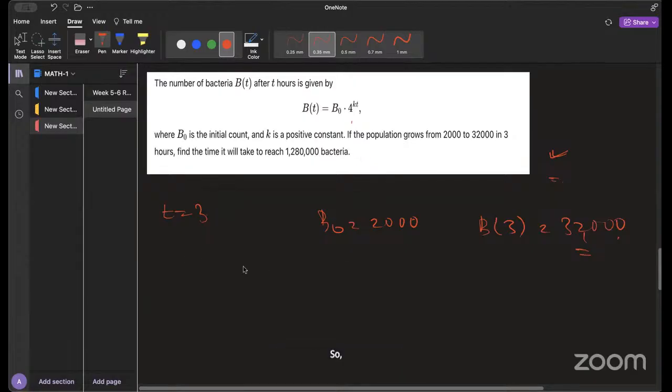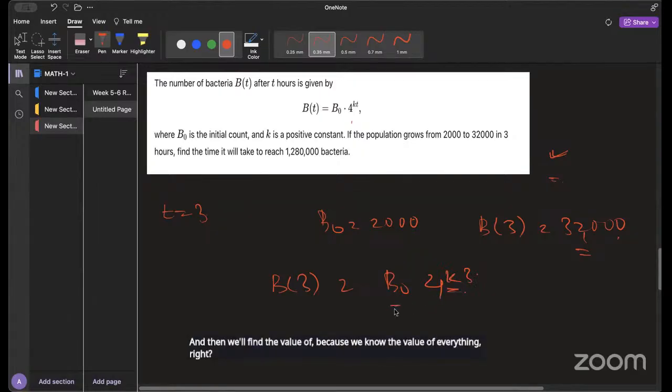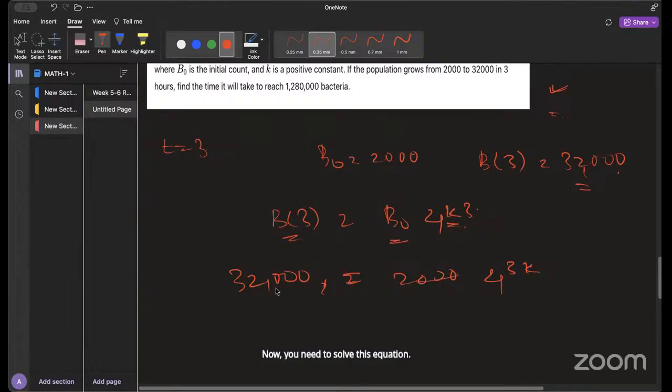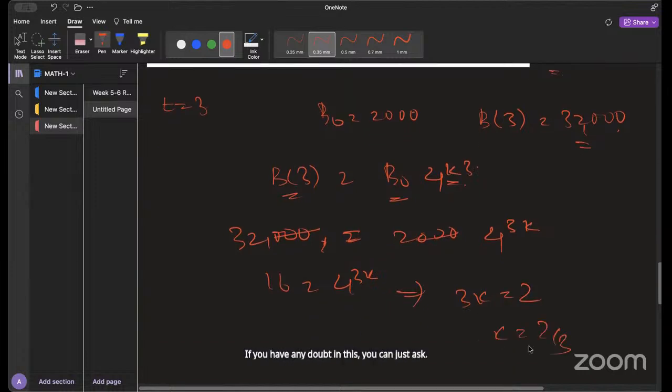First, we substitute everything here and find the value of K. So B3 is B0 e^(3K), and we know the value of everything, right? We know what this is, we know what this is. So this is 32,000, then this is 2,000. This is e^(3K). Now you need to solve this equation. You know that 3K is 2. If you have any doubt in this, you can just ask. So K is 2 by 3.